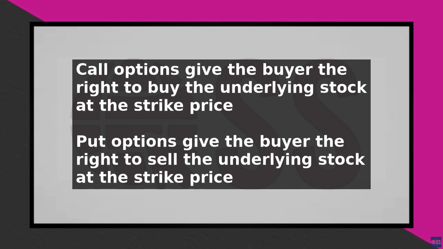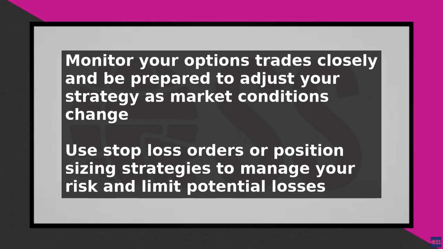To manage your risk, consider using stop-loss orders or position sizing strategies. A stop-loss order will automatically close your position if it reaches a certain price, limiting your potential losses. Position sizing strategies involve allocating a specific amount of capital to each trade, based on your overall investment goals and risk tolerance. Finally, monitor your options trades closely and be prepared to adjust your strategy as market conditions change.